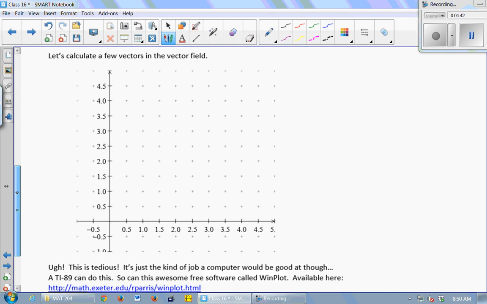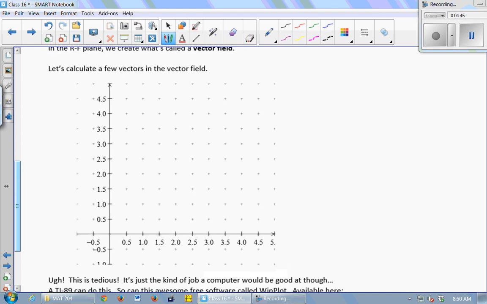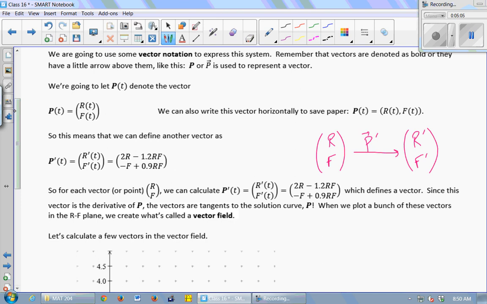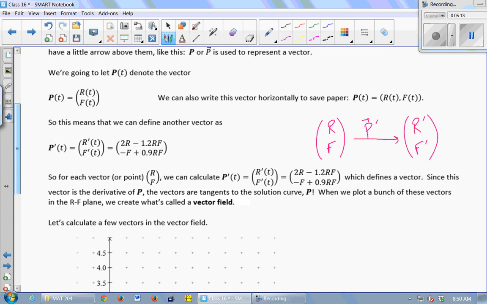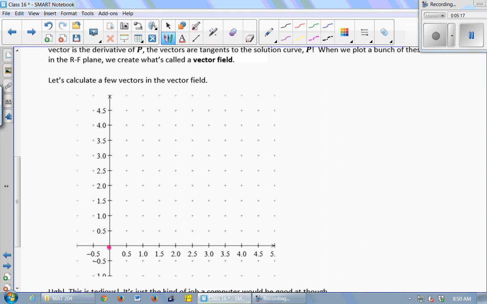So if I want to calculate a few vectors in the vector field, let's look at the point 0, 0. When RF is 0, 0, I want to calculate P prime evaluated at 0. I want to make sure I use the notation correctly. P prime is R prime, F prime, and the inputs are T's, so I have to write it like this. For each RF, I can get an R prime, F prime that is going to be a tangent line.